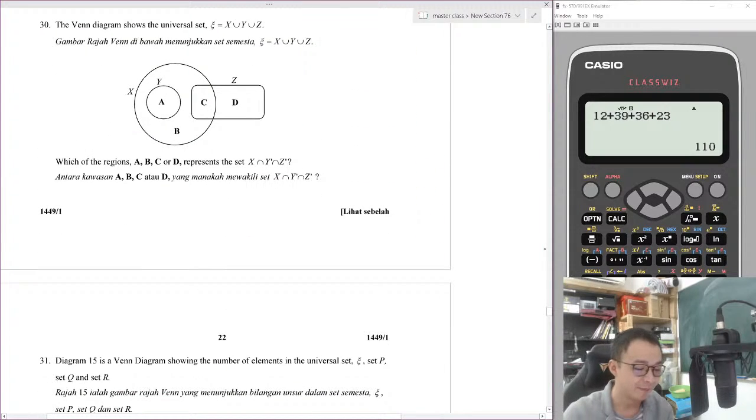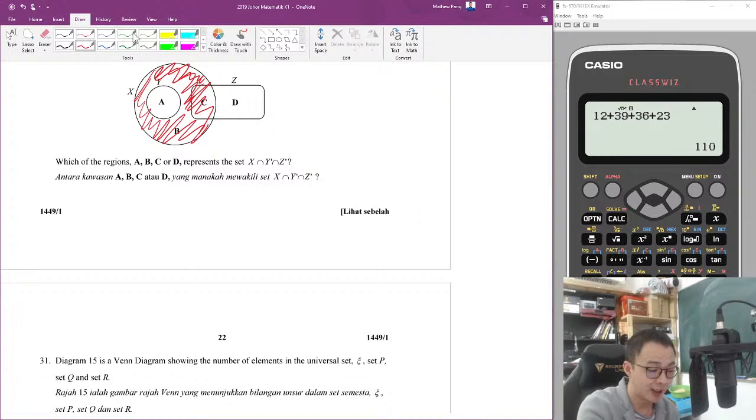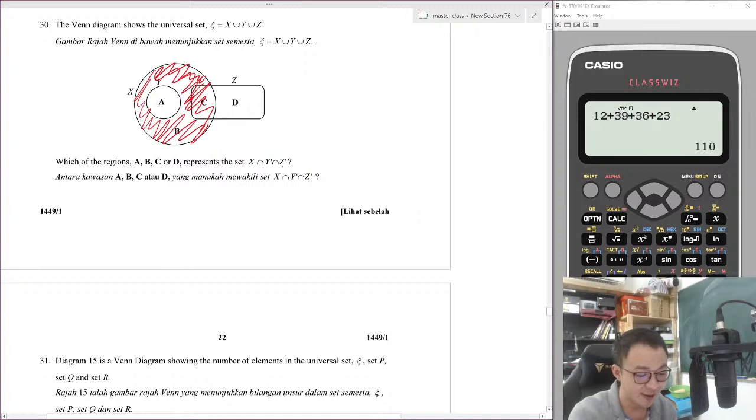Okay, now they want something like X intersect Y complement, intersect Z complement. So X intersect Y complement first, outside of Y. So X intersects outside of Y, which is everything here. And then intersect Z complement, so I intersect outside of Z here. So you want to find the area with two colors, which is B.